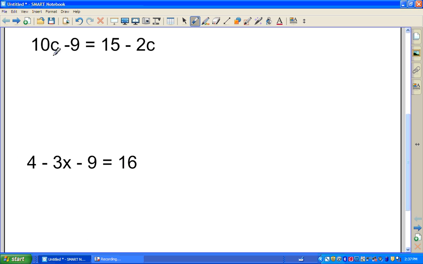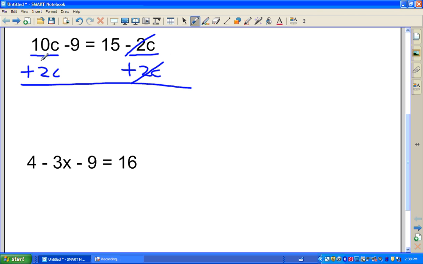All right, notice I've got one variable, c, on both sides of the equation. How am I going to get rid of that? I think I can do that by adding 2c to each side of the equation. So what I'm going to get here is these will go away. I'm going to get 12c over here. I still have my minus 9 equals 15. That's what remains.